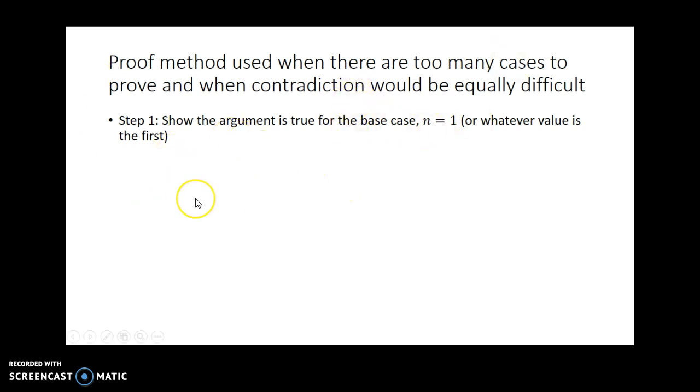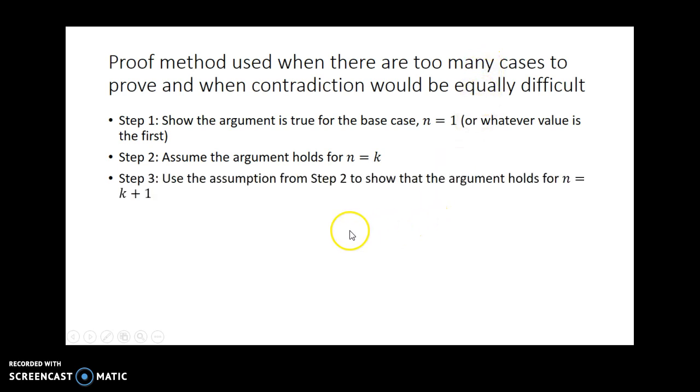So the logic behind the method of induction is that first, step one, we want to show that the argument is true for the base case, whatever that might be, n equals 1, or whatever value is claimed to be the first value for which the argument is true. Step two, assume that the argument holds for some arbitrary case. And finally, the inductive step is to use this assumption from step two to show that the argument holds for the next case, n equals k plus 1.